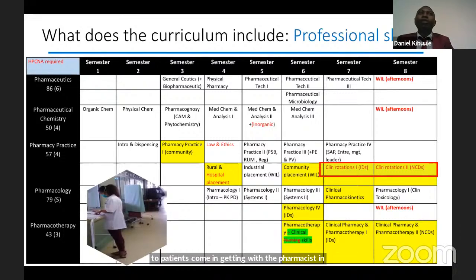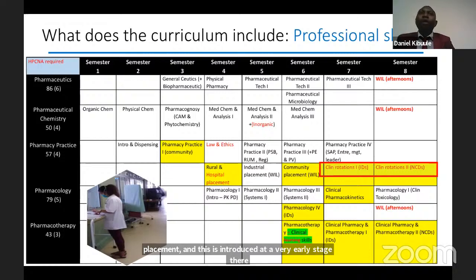Then also, what we are looking at is we had separate placements in rural settings as well as in the hospital setting. So we have integrated them into one. So this is where our students would go to a rural setting, a hospital, and be able to provide primary health care. So now we are going to have a combined module which will look at both the rural settings as well as the hospital placement. And this is introduced at a very early stage.